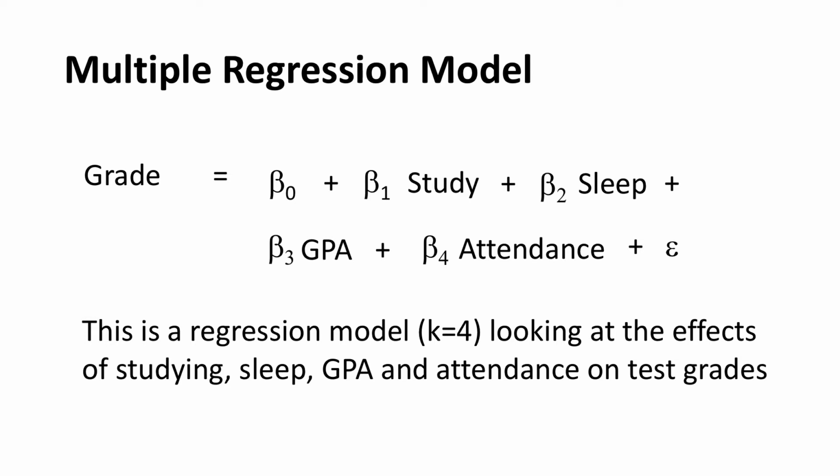Here's a multiple regression model where we're trying to look at the keys to getting a good grade on a test. So the dependent variable is your grade. That's equal to beta naught plus beta 1 times how much you study, plus beta 2 times how much sleep you got the night before the test, plus beta 3 times your GPA, plus beta 4, that's your attendance in the class, plus epsilon. In this regression model, k equals 4 because we have 4 explanatory variables, and we're trying to look at the effects of studying, sleep, GPA, and attendance on your test grade.